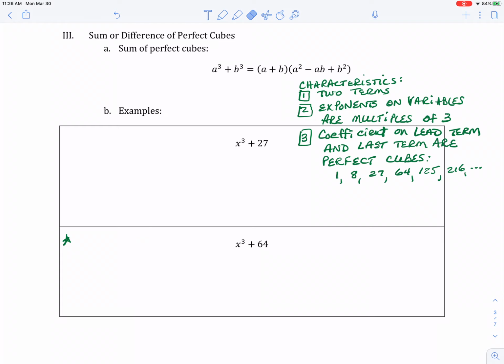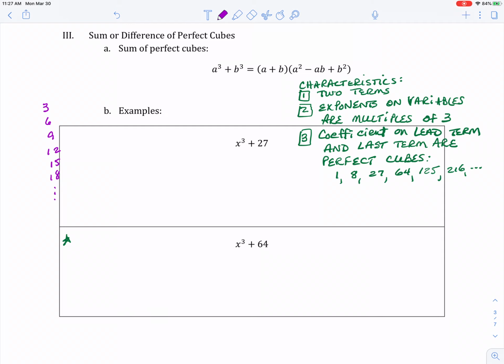The exponents on the variables this time are going to be in multiples of 3. So what are multiples of 3? Multiples of 3 are things like 3, 6, 9, 12, 15, 18, and so forth. So you won't have any exponents that are 12s and 15s and 18s. Most of your exponents are going to be either 3s or 6s.